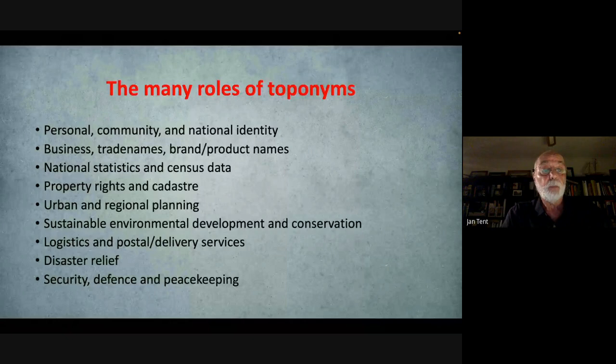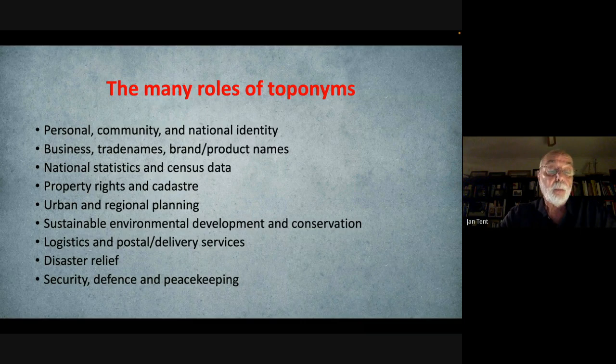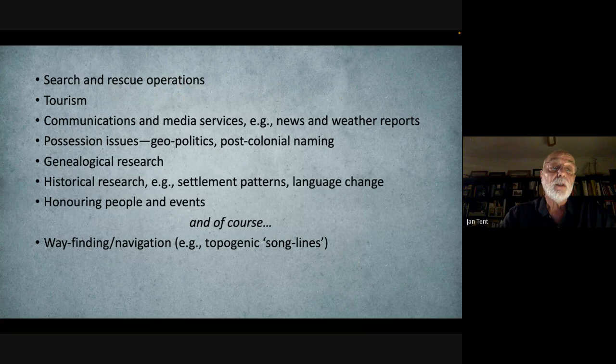So, and also we need to know about place names for urban and regional planning, sustainable environment development and conservation, of course, logistics for postal delivery and services. Without place names, we wouldn't know where to deliver things, disaster relief, security and defence, peacekeeping, search and rescue operations, tourism, communications and media services like the news and weather reports, possession issues, I'll just be discussing that a little bit further along, geopolitics and post-colonial naming, that's extremely important, and genealogical research, if you want to find out where your ancestors came from, of course, place names play a very important role in that.